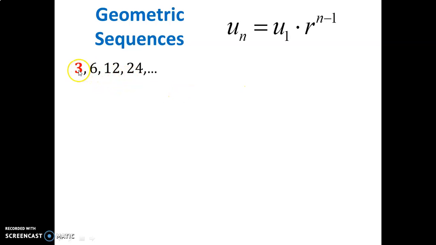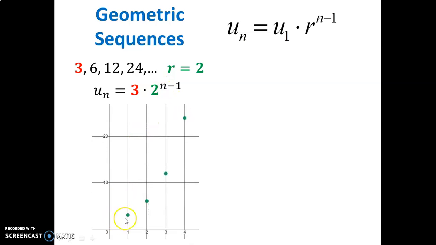Notice it begins at 3, and then we double the number. So our r value, our multiplier, is 2. Then by this rule we have this equation for this sequence. 3 is our first value, 2 is our multiplier, and there's our exponent. So notice it has taken on an exponential form, with the variable in the exponent.